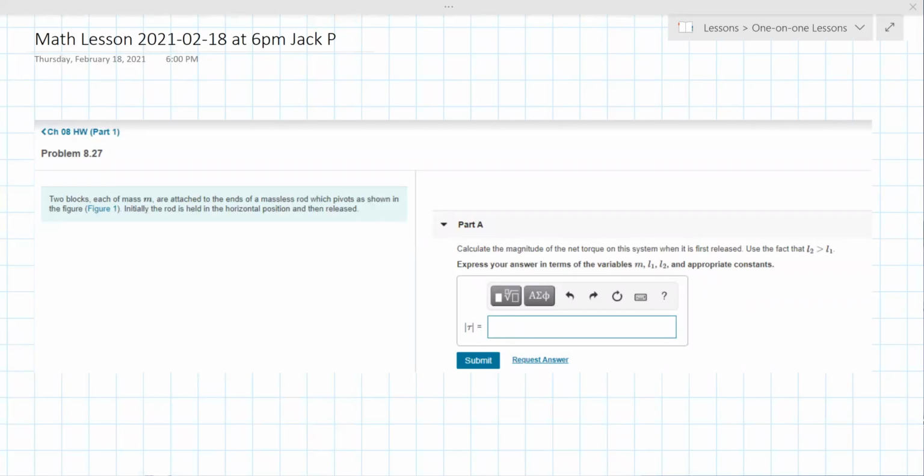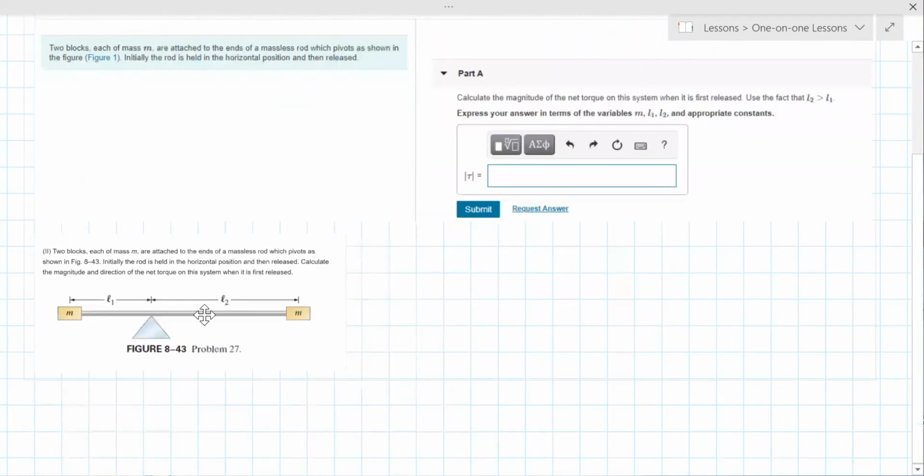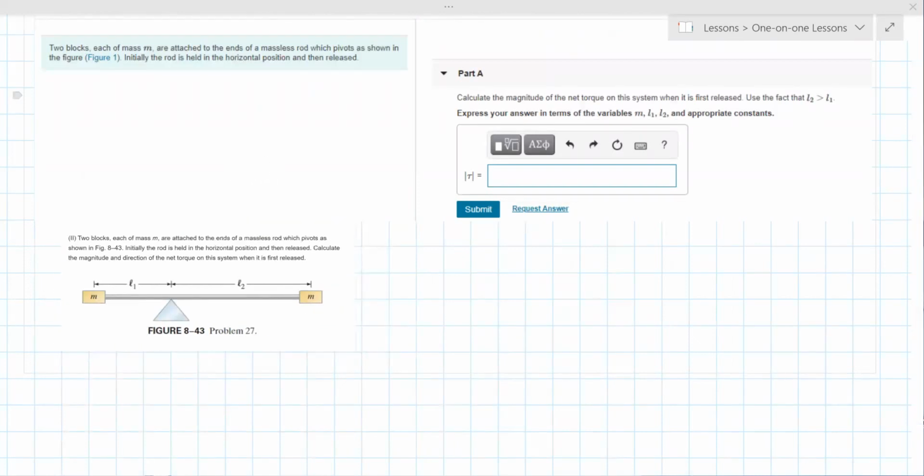So you've got a picture here. Let me see if I can just snip this right on top. Yeah, that's the picture you're seeing at the bottom here. They want the magnitude of the net torque, and so on. There's two torques happening here. If you look at this point right here, one of the masses causes it to go counterclockwise, and the other one causes it to go clockwise.